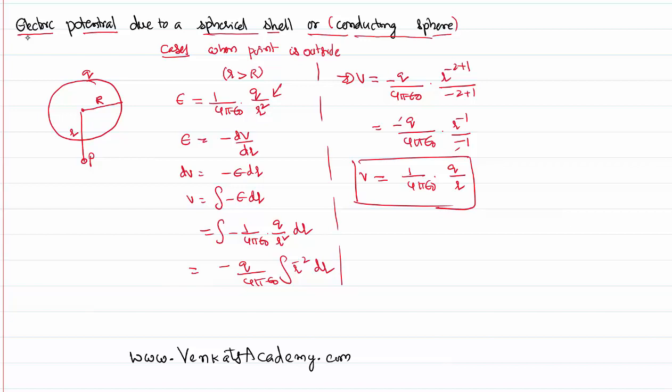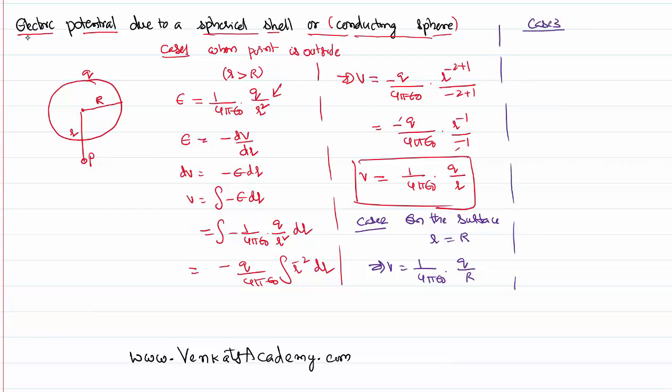So if we have to talk about case 2, on the surface of the spherical shell, everything is same, where the distance of the point small r becomes capital R. So potential becomes 1 by 4 pi epsilon naught q by capital R, that is outside.